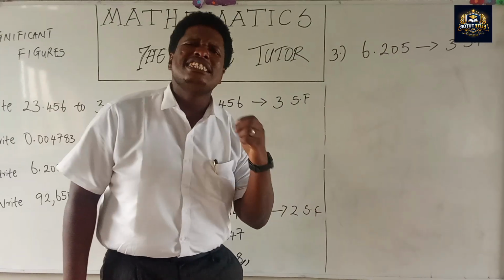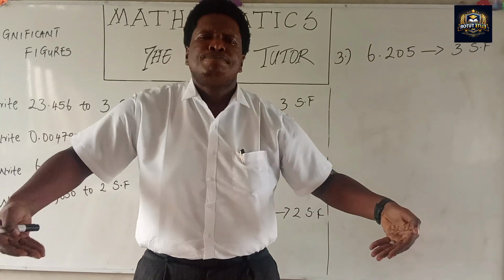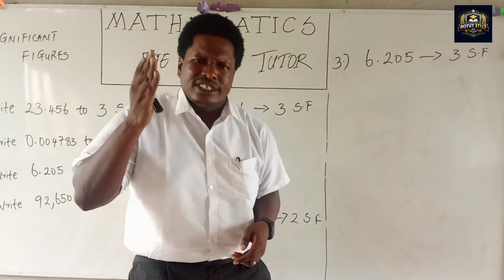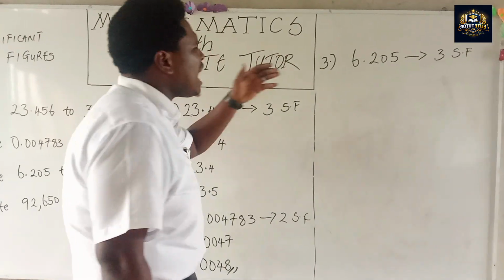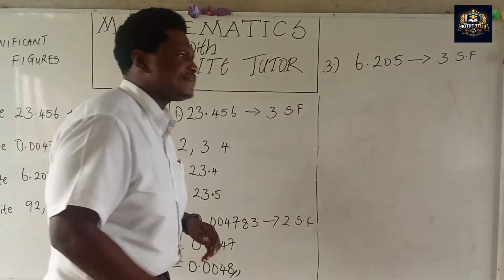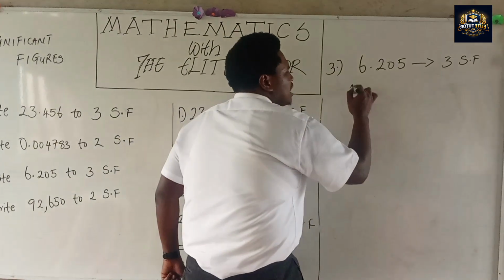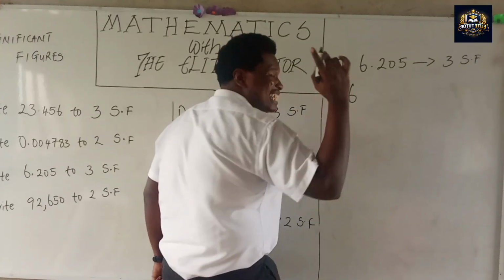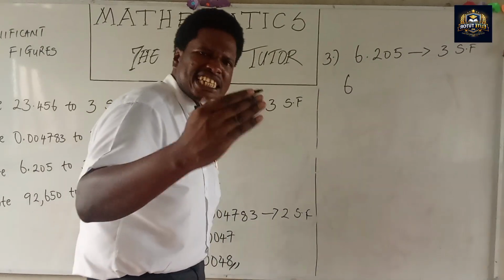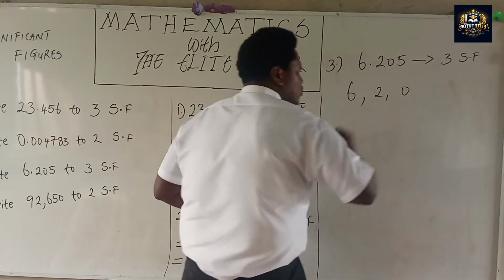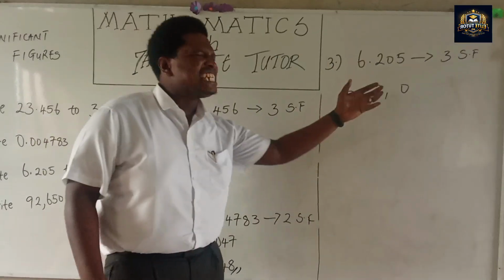Now, why are we including zeros? Because 0 is between, keyword between, non-zero digits. Now, we are asked to take this to 3 significant figures. So first of all, let's take our 3 significant figures. We have 6, we have 2, and we have 0. So these are our 3 significant figures.